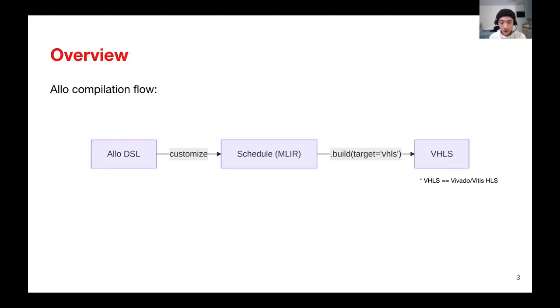Let's begin with a quick overview. Allo is a Python-embedded DSL, a domain-specific language for describing hardware accelerators. The compilation flow is straightforward. You write the kernel in Allo's Python-based DSL. It is translated into a schedule object, which contains MLIR, a compiler internal representation. Finally, the MLIR is further lowered into VHS-C++ for actual hardware synthesis.